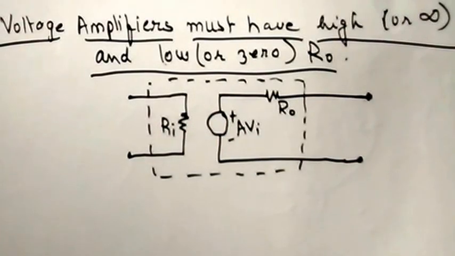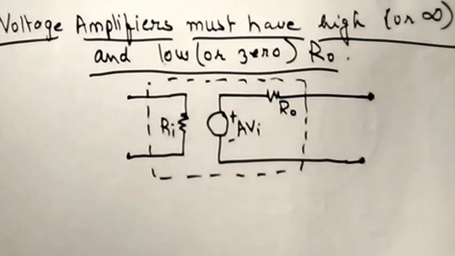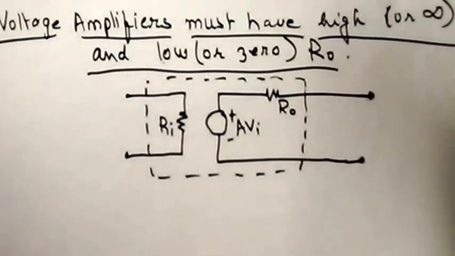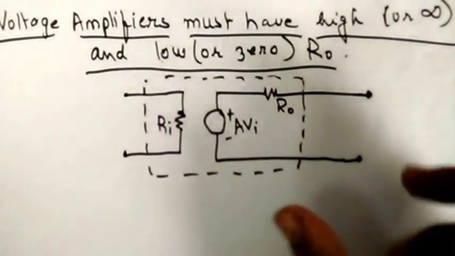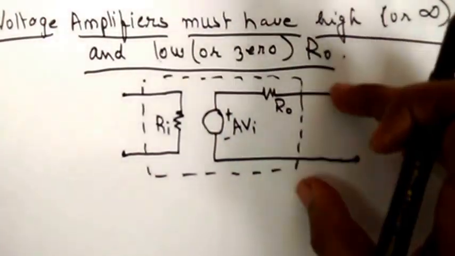In this video I am going to tell you why voltage amplifiers must have high, or ideally infinite, input impedance, or very low or zero output resistance. From the knowledge of two-port networks, we know that a voltage amplifier can be represented as a two-port network, which is something like this.